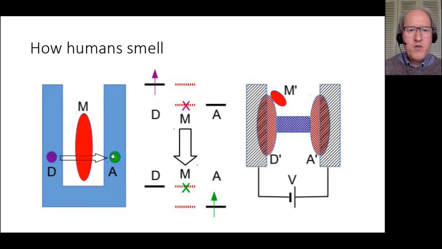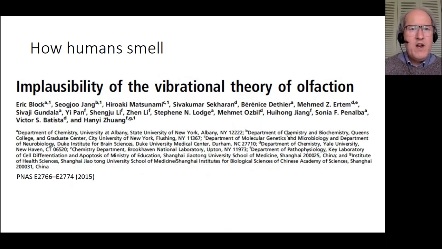In other words, if the vibrational modes of your molecule match the energy difference between your donor and acceptor states, then a current can flow, and therefore you know you have a molecule in your receptor with that vibrational frequency. So we now have a mechanism by which to measure frequency inside a biological system. That's the idea. And on the right-hand side is a cartoon of how you might make such a thing in the lab, but I won't talk about that now.